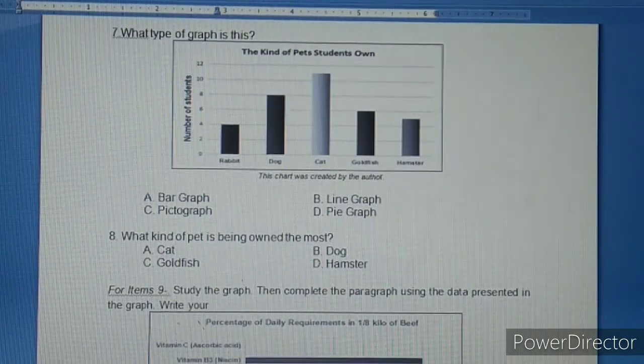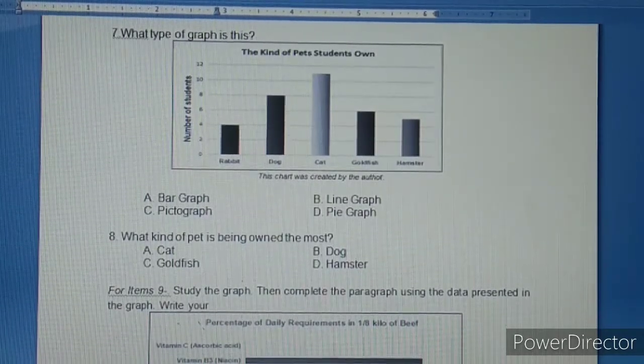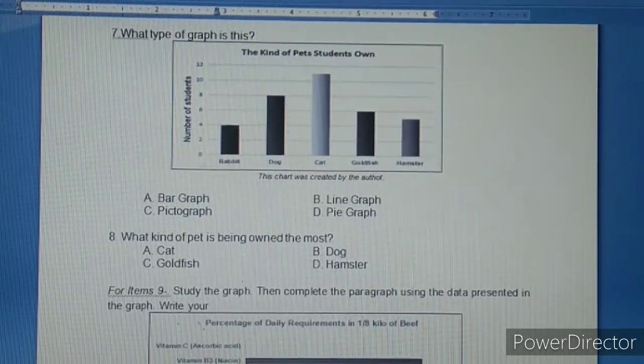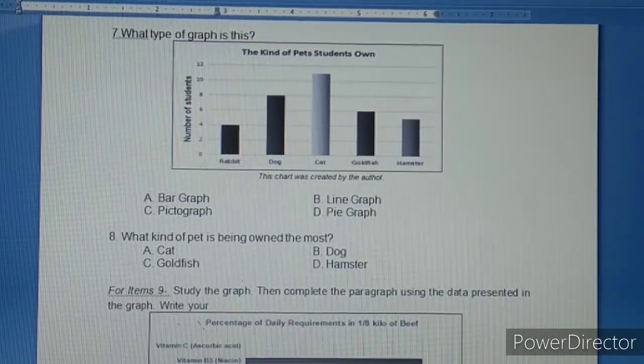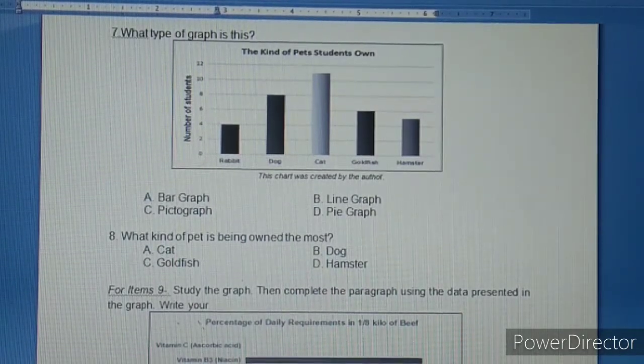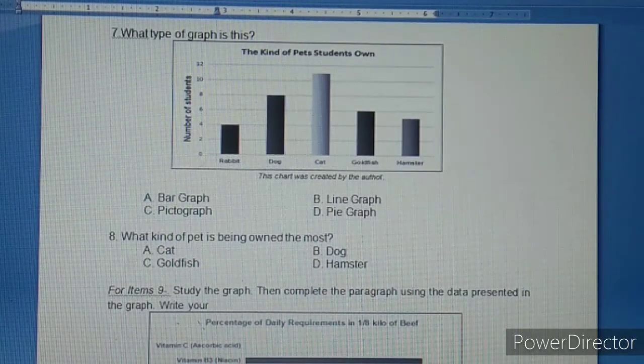Number 7. What type of graph is this? A. Bar graph. C. Pictograph. B. Line graph. Or D. Pie graph. Of course, it's very obvious. The correct answer for number 7 is letter A. Bar graph.